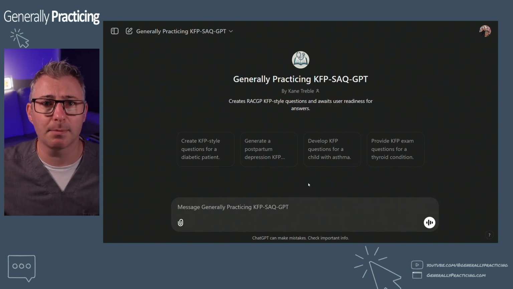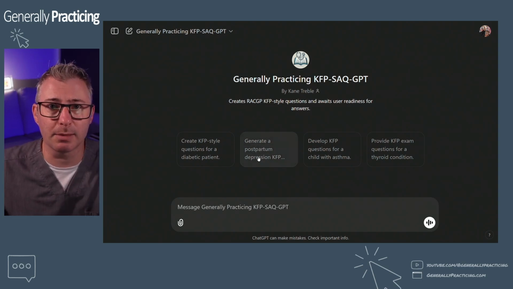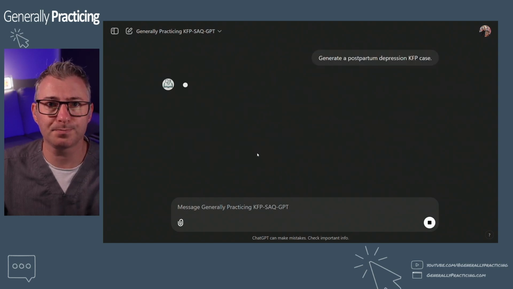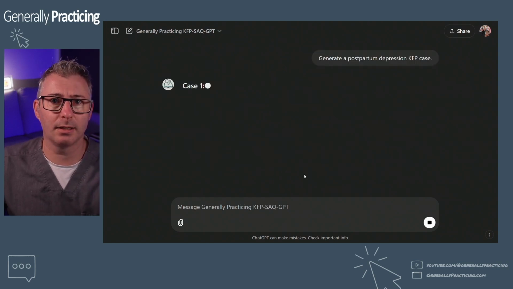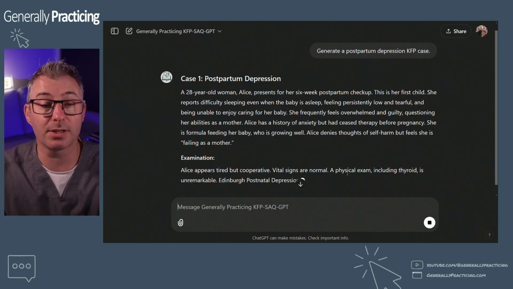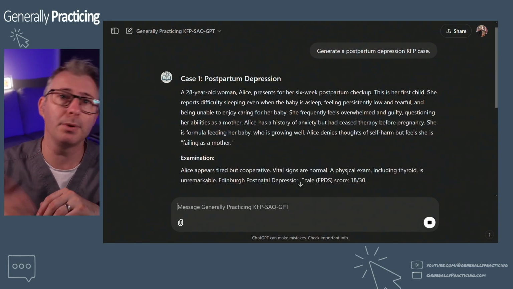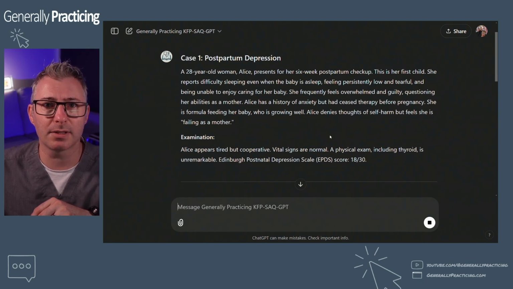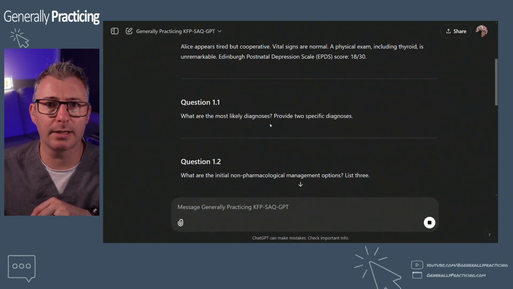To give you a little example here, let's say we'll use one of these provider things, generate a postpartum depression KFP question. And I have put in a whole bunch of different cases, different parameters, different resources to try and build up cases here. And as you can see, it gives us a nice clinical stem, gives us some examination findings, and asks us what these questions could be.